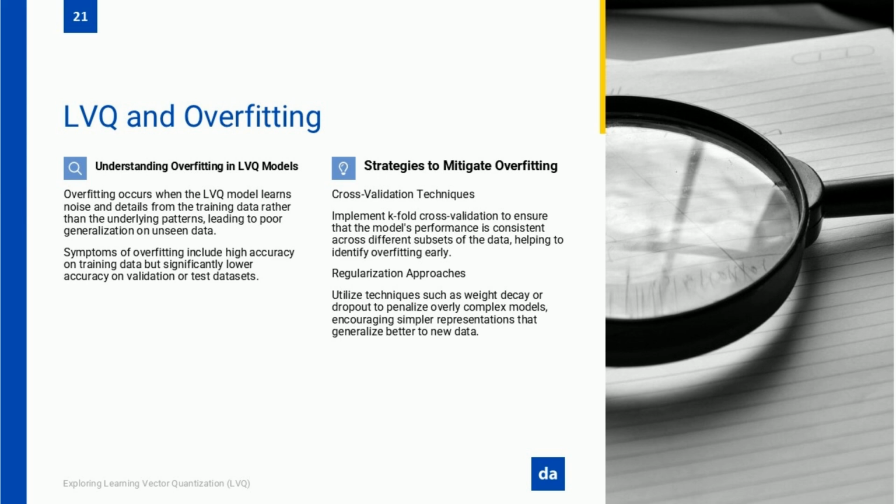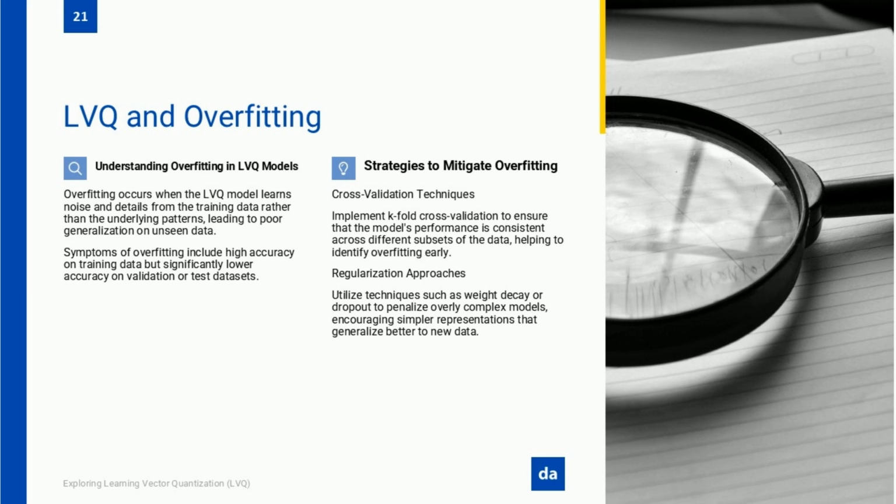Dimensionality reduction also plays a huge role. If we remove irrelevant or redundant features, LVQ focuses only on the most meaningful information, reducing the risk of overfitting to useless details. It's like clearing out junk from a workspace.